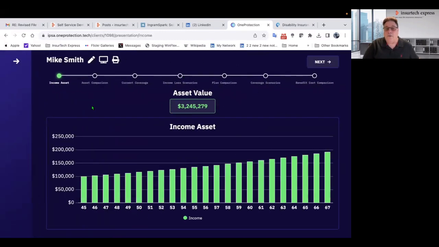Okay. So the first screen is very simple. We look at 45 with our income increasing 3% a year to age 67. Our total asset value of our income is $3.2 million. That's what we want to insure.